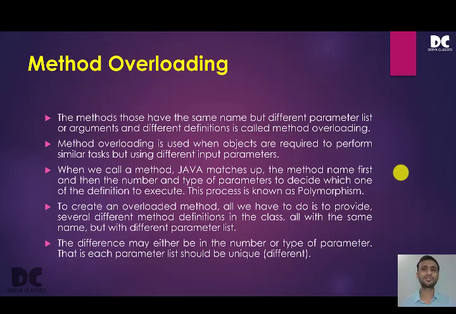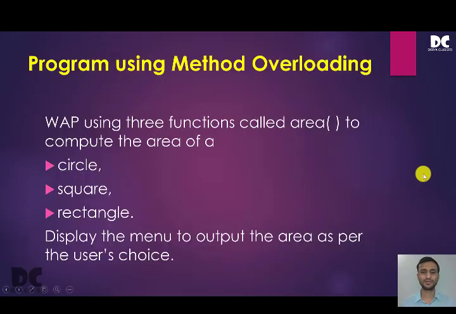So let us understand function overloading with the help of a program. The question asked is: write a program using 3 functions called area. Means all the 3 functions will be called area. You should understand from this that this is the situation of function overloading. To compute the area of a circle, square and rectangle. In addition, display the menu to output the area as per user choice. So here we will print either the area of circle or the area of square or the area of rectangle as per user's choice.